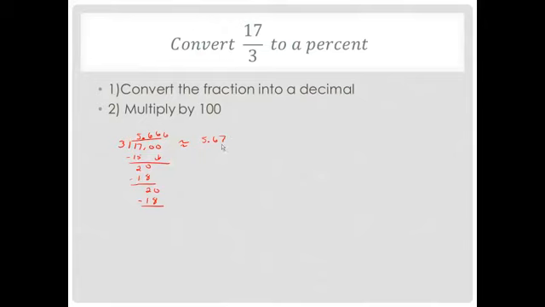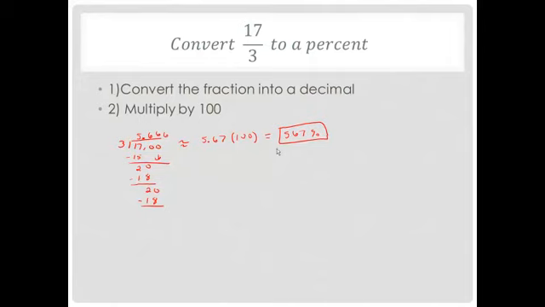Now we've converted it to a decimal, but to finish it off, we have to convert it to a percent. We have to take that decimal number and multiply by 100. So I'm going to take 5.67, multiply it by 100, and that will give me 567%, which will be my answer.